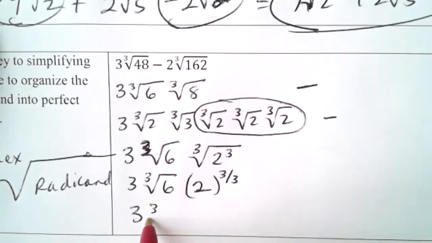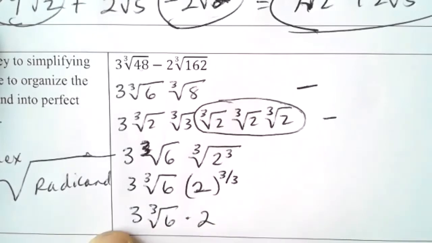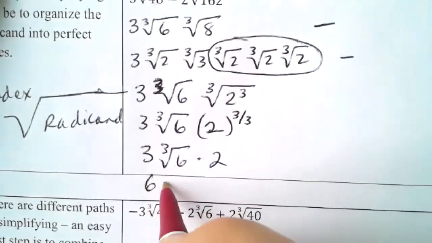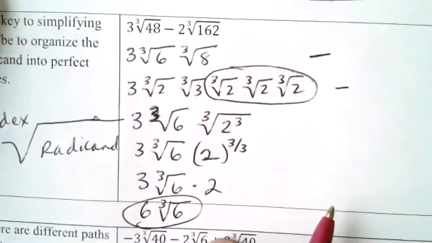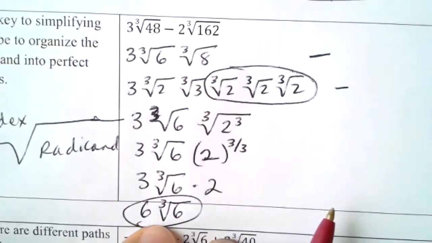So a part of our final solution will have this situation here, which is going to be 2 times 3. That's 6 cube root of 6. So in other words, the first half of your problem is going to have 6 cube root of 6. We simplified that down to this, okay?